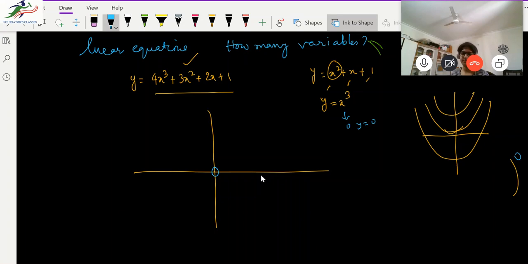When x equal to 1, y equal to 1. When x equal to 2, y equal to 8. So it goes very fast. And similarly, like this on the other side. Now, how will this curve behave?